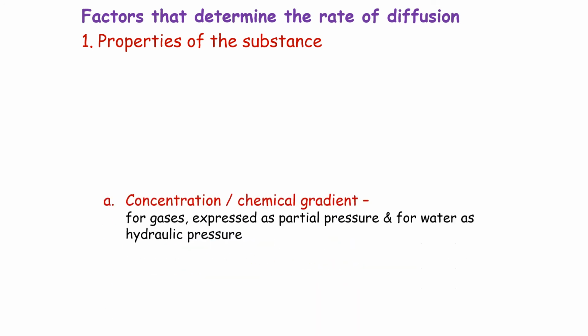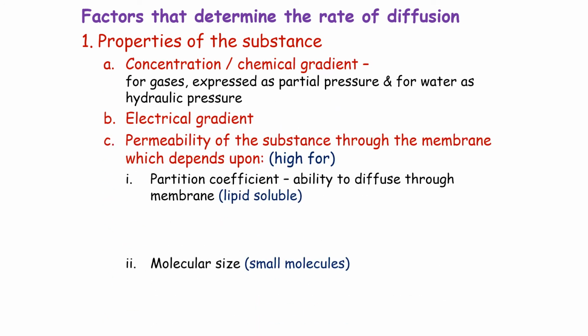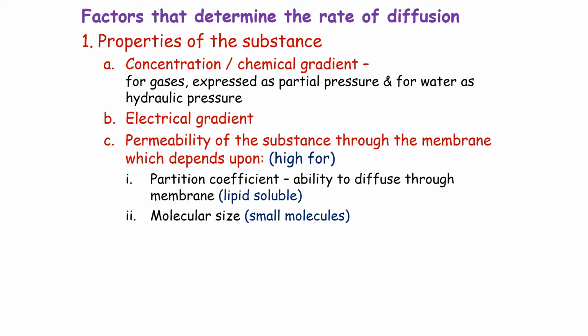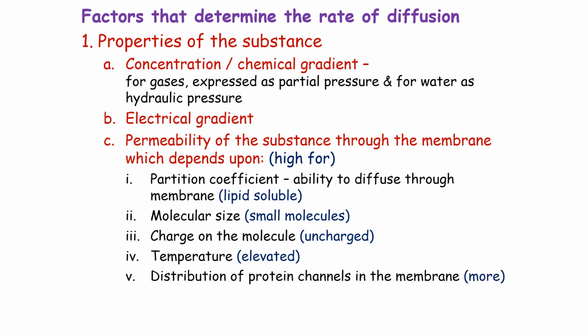You can have a look at different factors which determine the rate of diffusion: the concentration, electrical gradient, pressure gradient, then the characteristics of the substances, their size, solubility, charge, temperature, and the distribution of the protein channels.